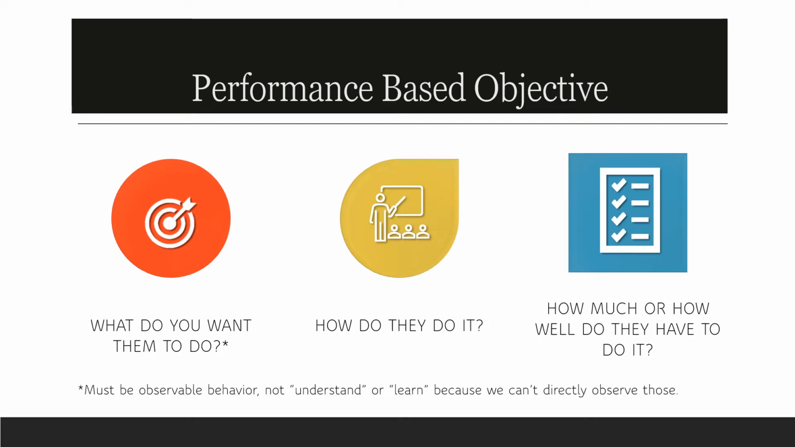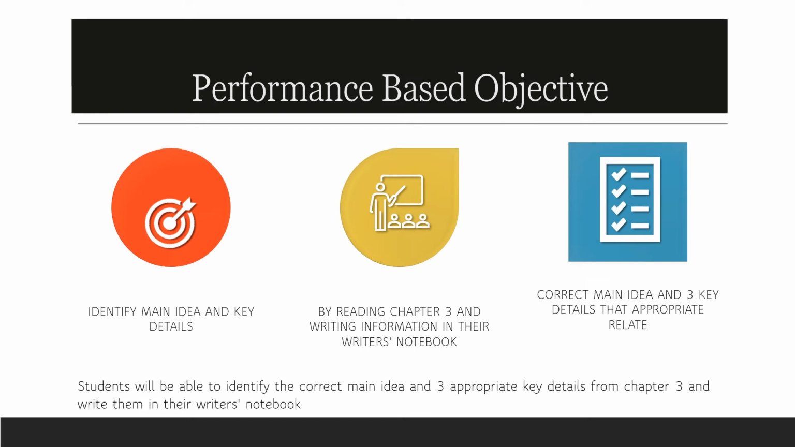It's important that when you write what you want them to do, it must be observable behavior. Do not use terms like understand or learn, because we can't see somebody understand. We can't observe them learn. What we're going to observe is what they do and then infer that they've learned it. So make sure that the first part, in which you're describing the behavior, is something that you can actually observe the students doing.